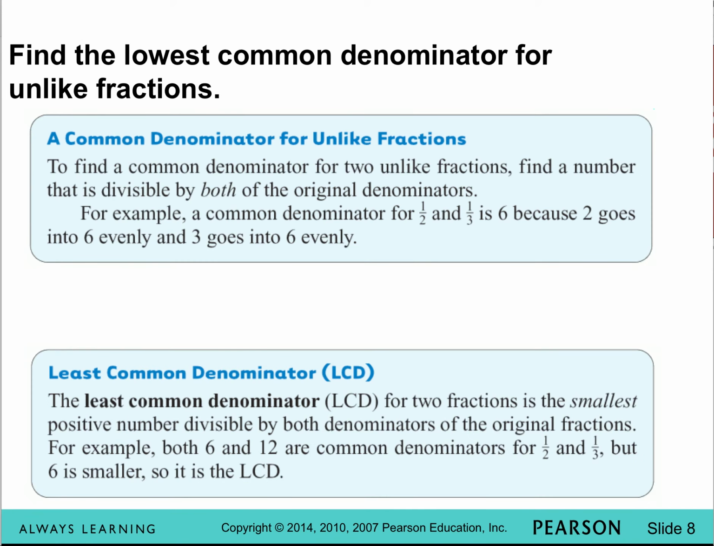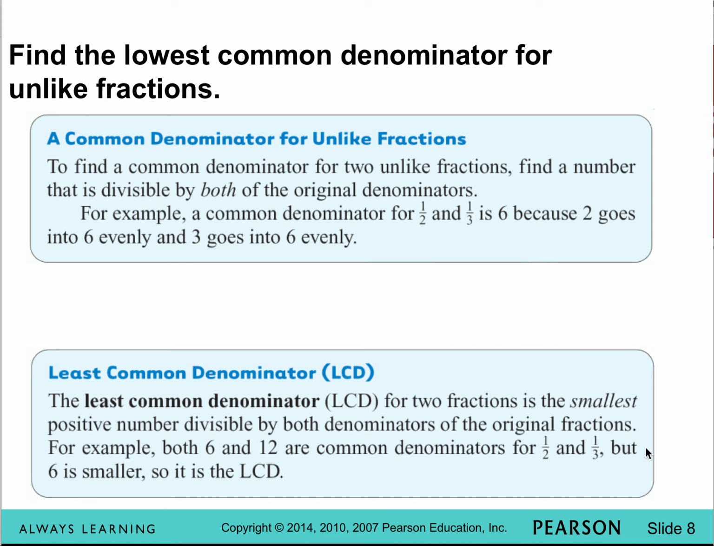Now, if we have unlike fractions, denominators that are not the same, then we've got to find a common denominator so we can make them the same. So notice for the fractions 1/2 and 1/3, that denominator would be 6 because 2 goes into 6 evenly and 3 goes into 6 evenly.